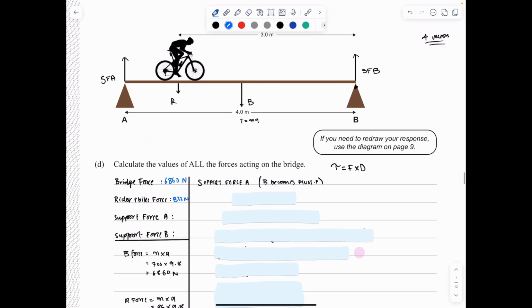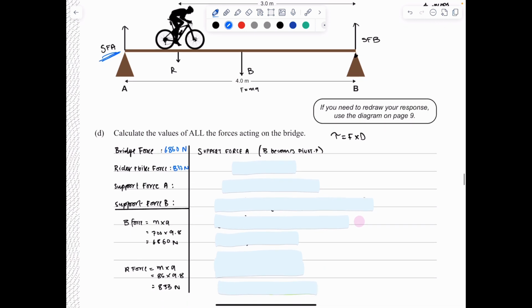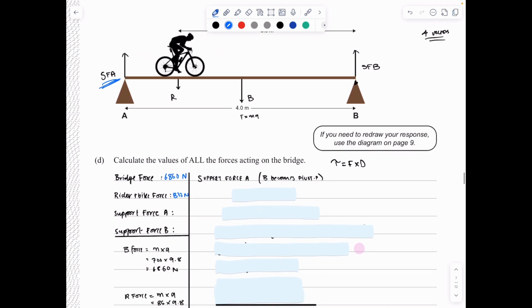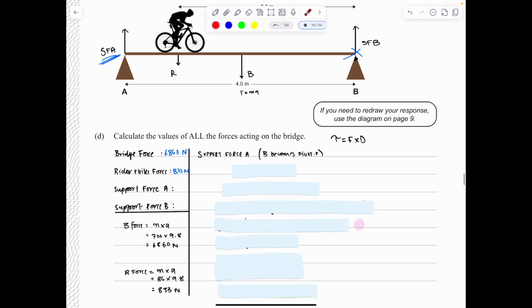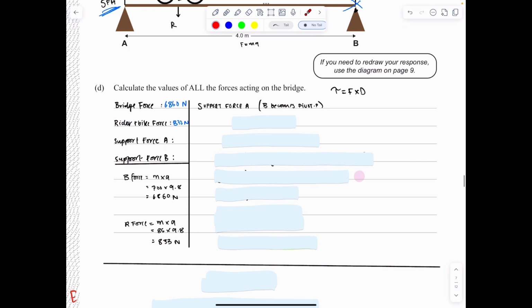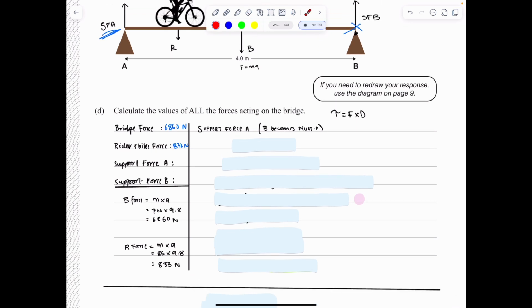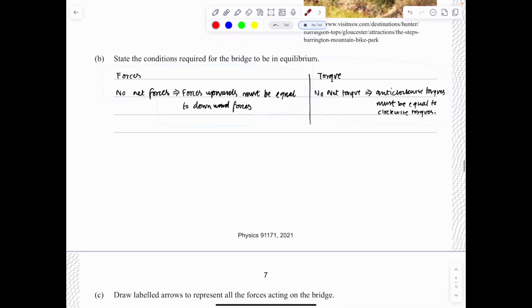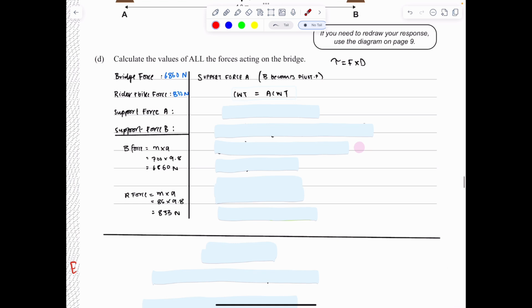Now I have to work out support force A over here. Okay, so support force A. If I'm trying to work out the force of A, I have to make B, support force B, my pivot point. Okay, so support force A, with B becoming my pivot point. This is a torque question, so we have to keep in mind that we're using this equation here. This is the torque equation where torque is the turning force, and it's the force of something, whether it's a rider or whatever, times the distance, okay, away from the pivot point. So remember, all anti-clockwise torques must be equal to the clockwise torques. So that's what I've written here as a reminder.